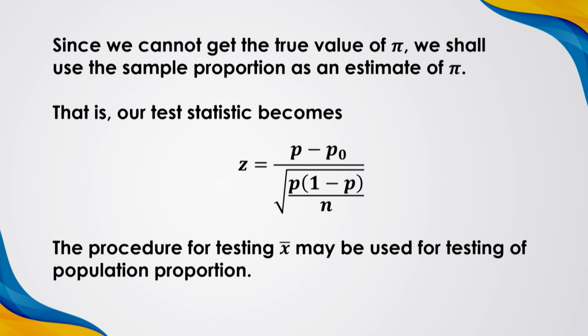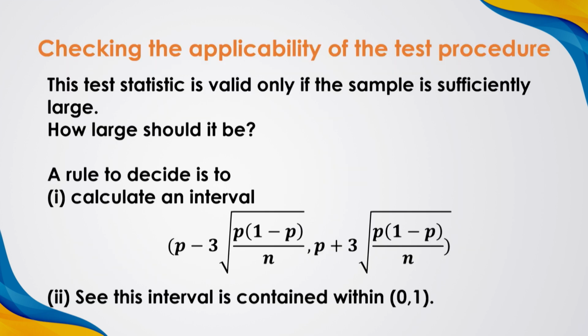Since we cannot get the true value of pi, we shall use the sample proportion as an estimate. That is, our test statistic becomes z equal to p minus p naught divided by the standard error. The procedure for testing x bar may be used for testing of population proportion. That is the idea we are bringing in here.